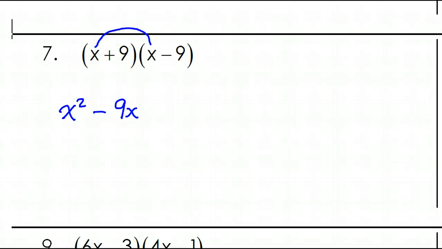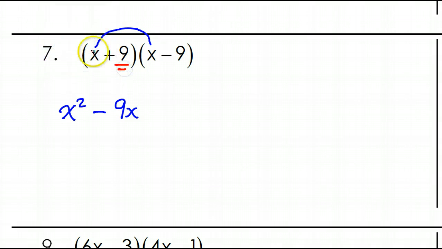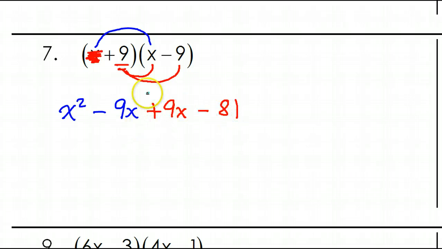Okay? Now we're going to do the 9. Distribute this positive 9. So now do not look at the x. So if we take this 9 and do the distributive property, 9 times x is positive 9x. 9 times negative 9 is negative 81.